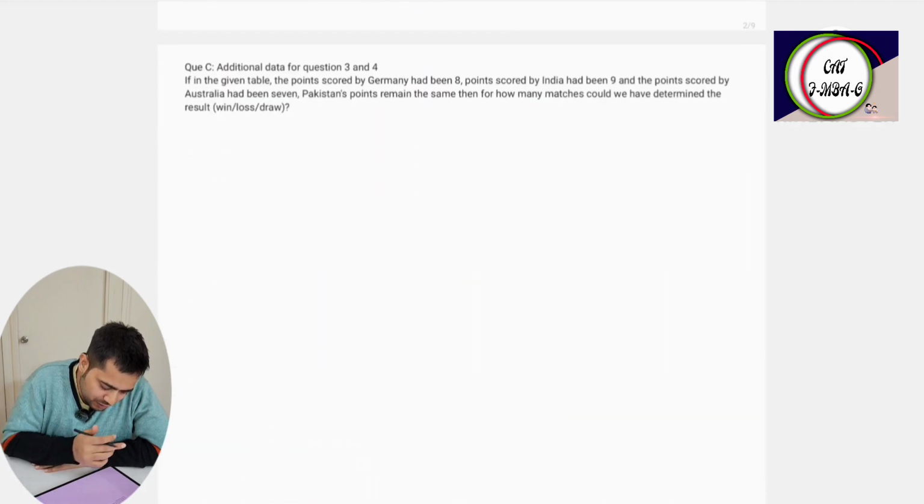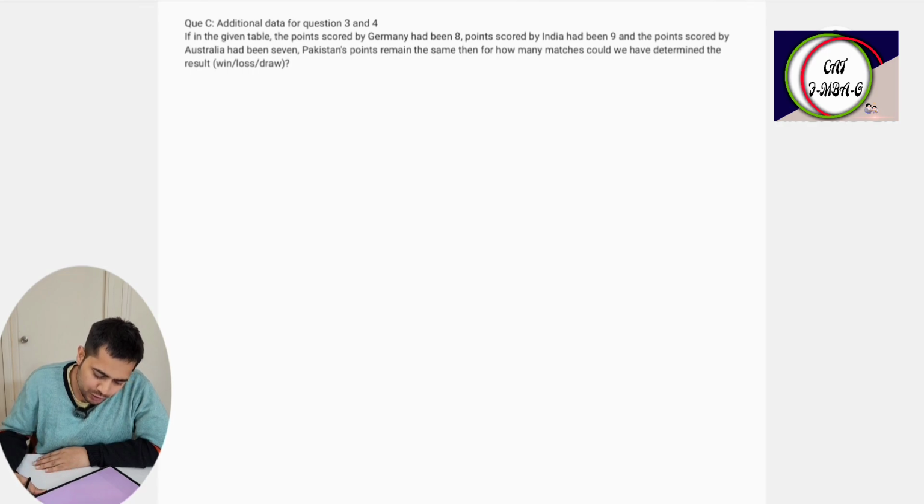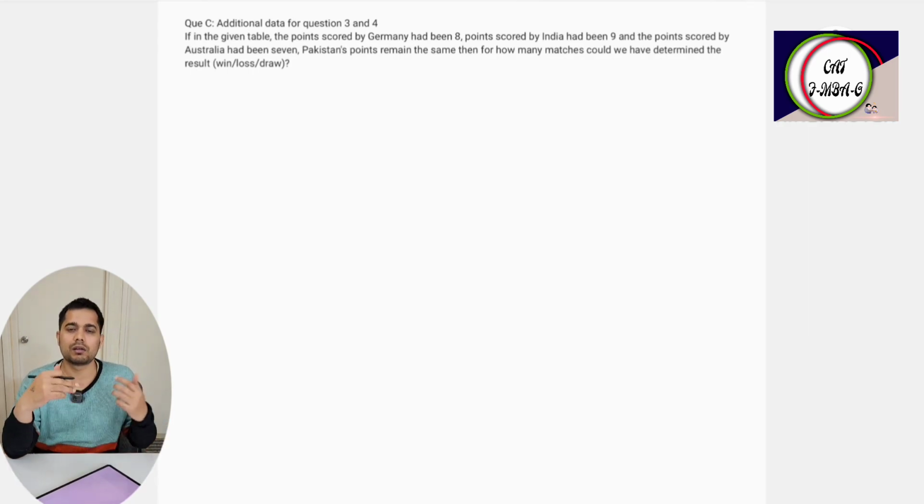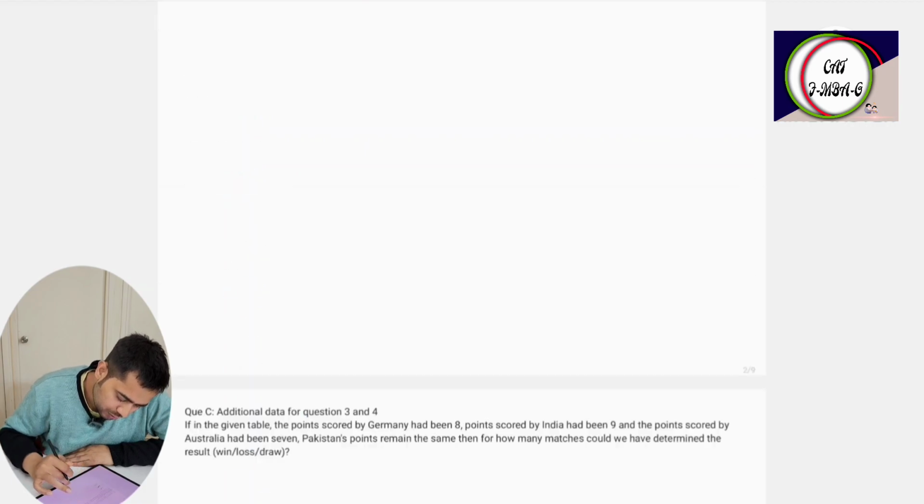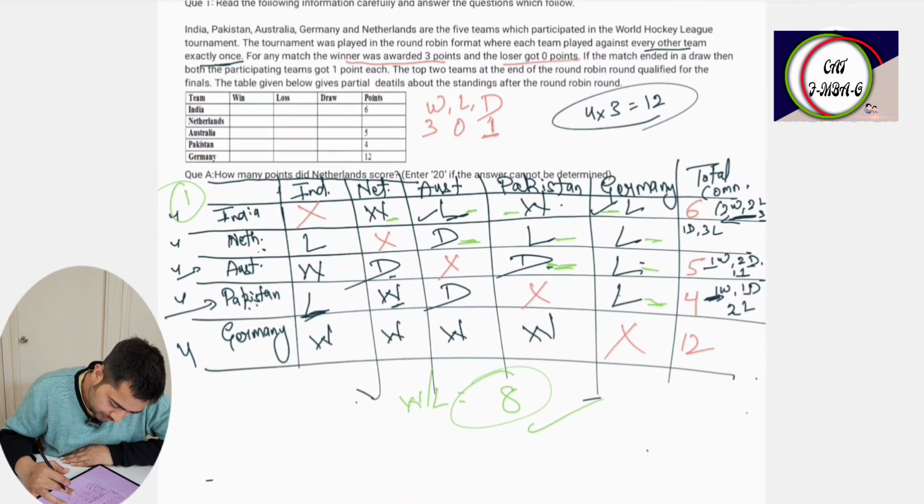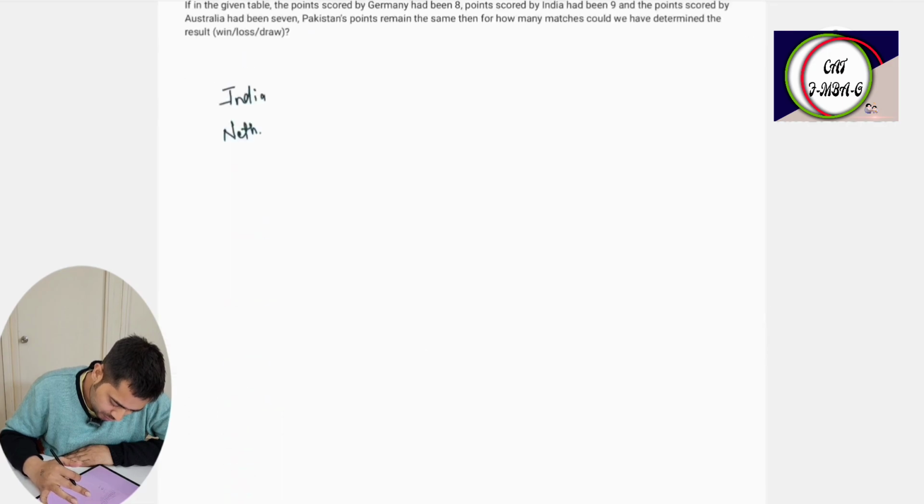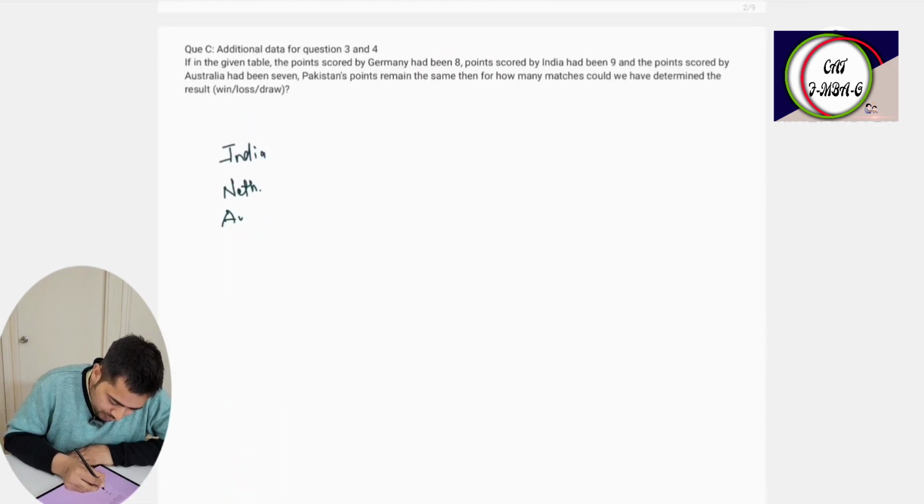Question C, additional data. If in the given table the points scored by Germany had been 8 and points scored by India had been 9, okay, we have to form a new table now. Let's see. India, Netherlands. How was the table? Let me see: Netherlands, Australia, Pakistan, Germany.